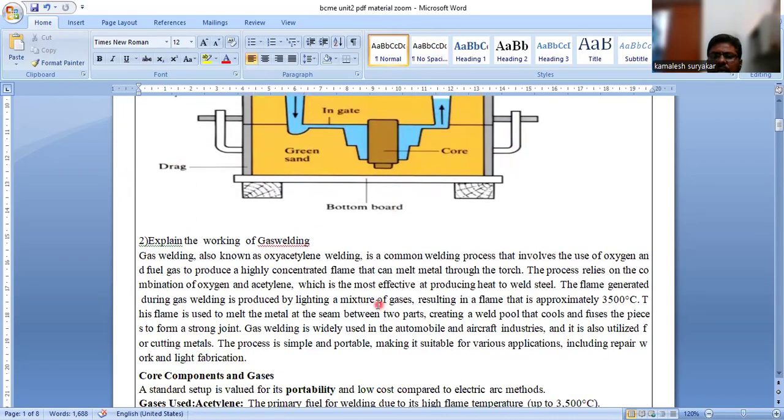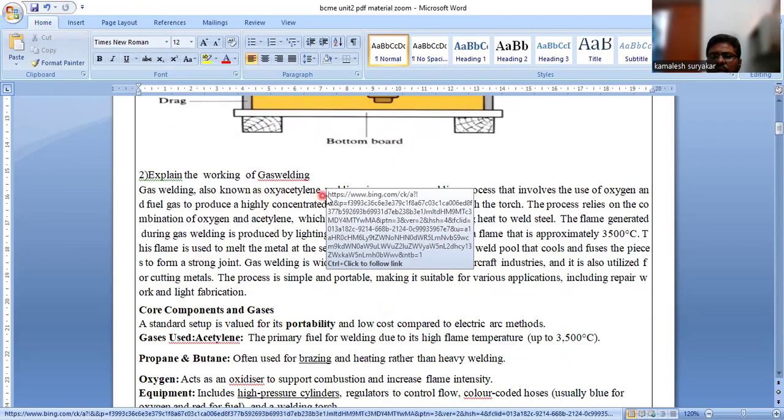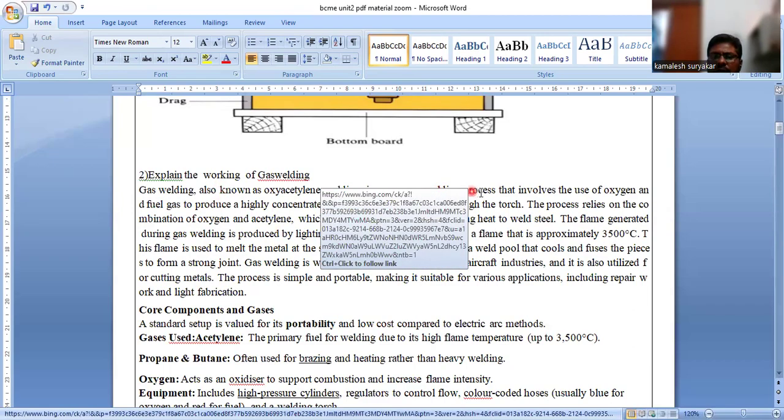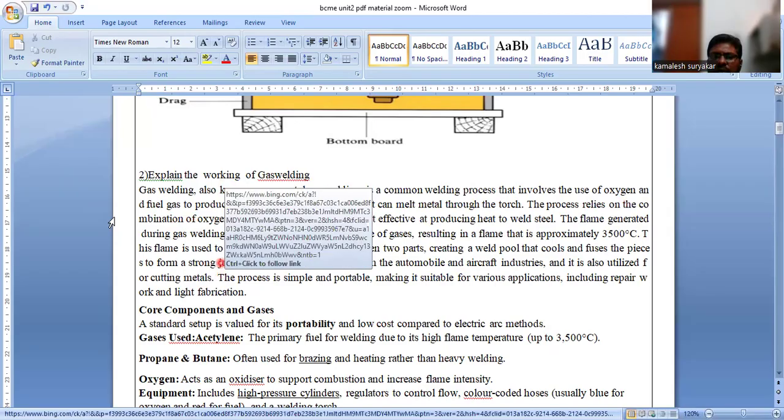Next, let us take the second question of this BCME paper: explain the working of gas welding. What are we telling about in this portion? Gas welding is also known as oxyacetylene welding. It involves the use of oxygen and a fuel gas.